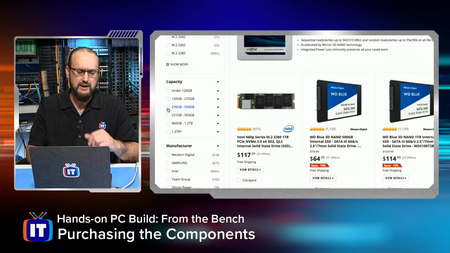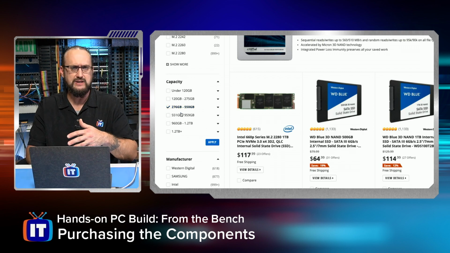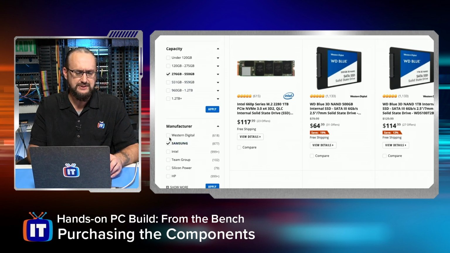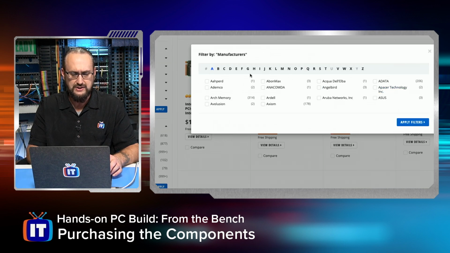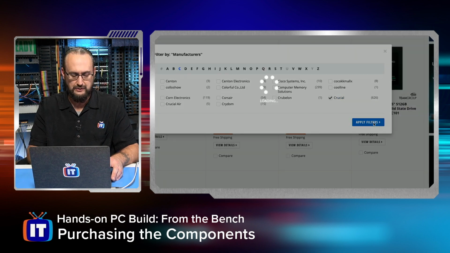So what I'm going to do is, let's say, somewhere between 276 and 500 gigs. I want to try to keep it right around the 500 gig. And I like Samsung, I like Western Digital, and I'm going to choose Show More, and it'll be alphabetized, because there's another one that I like too, and I didn't see it in the list, and that's Crucial. Let's see, yeah, there's Crucial, and you can see they've got a lot of them there. Then I'm going to apply that filter.